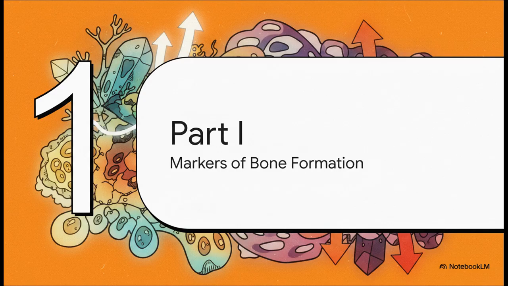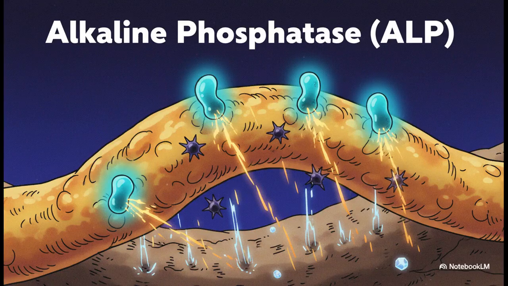These tell us all about the work of the architects, the osteoblasts, and just how fast new bone is actually being constructed. We'll kick things off with a real classic, an enzyme a lot of you are probably familiar with, alkaline phosphatase, or ALP. Specifically, we're talking about the isoenzyme that comes from bone.